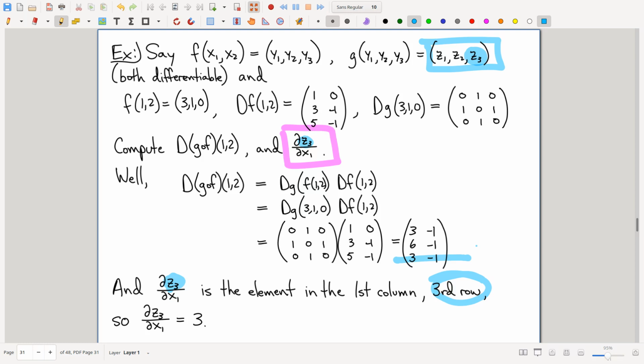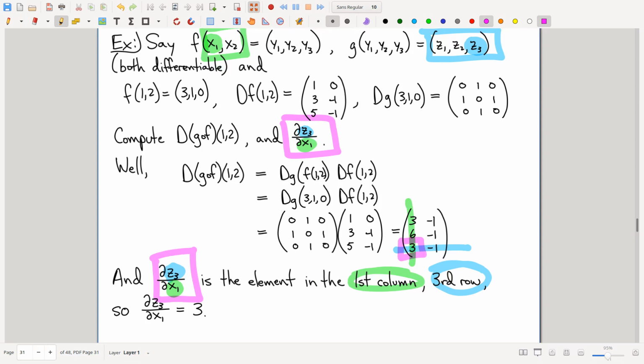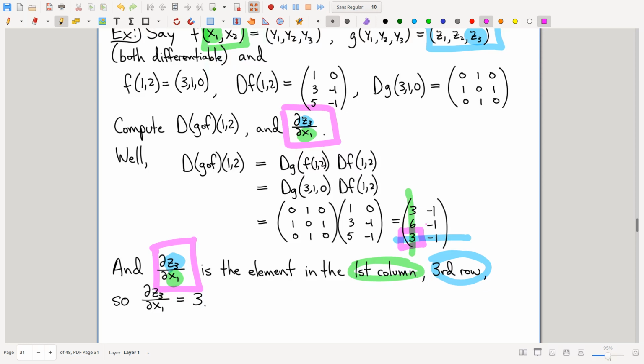Okay, but now wait a second. Further than that, we want the partial with respect to x1. x1, you will notice, is the first of two inputs. Inputs correspond to columns. So if I'm looking for the partial with respect to the first input, I need to look in the first column, namely that column. And so you can see all together, the partial I'm looking for is that entry in the now identified row and now identified column, and therefore the answer is 3.